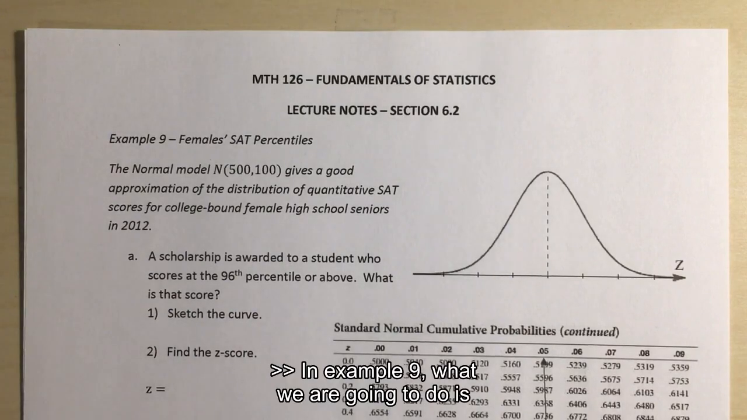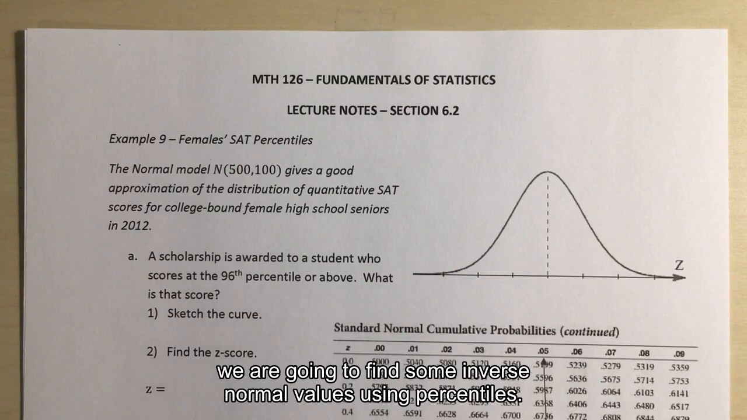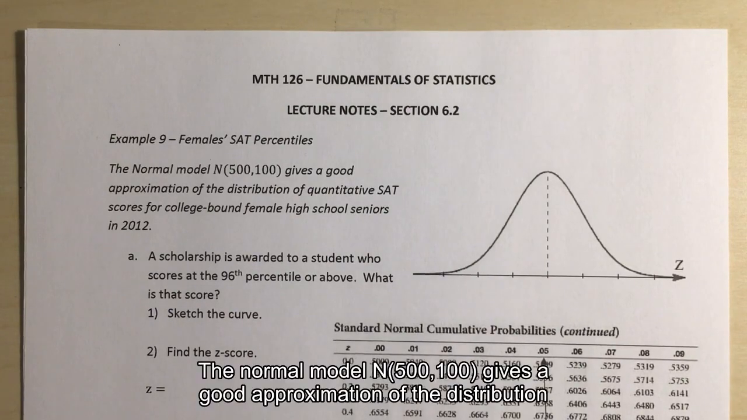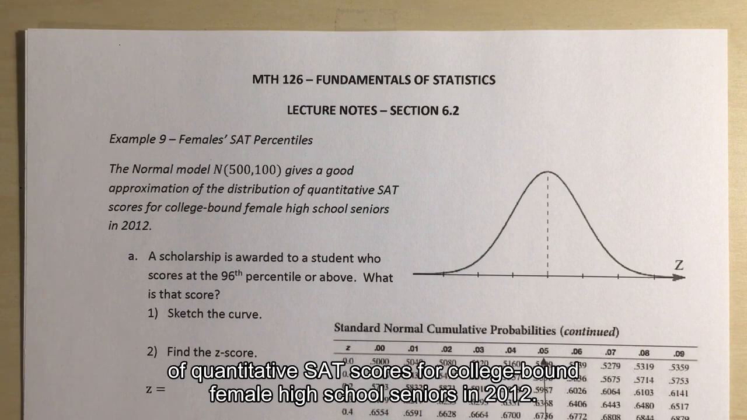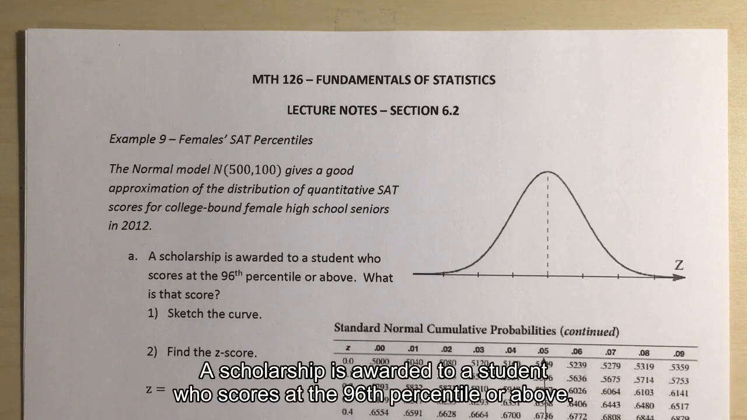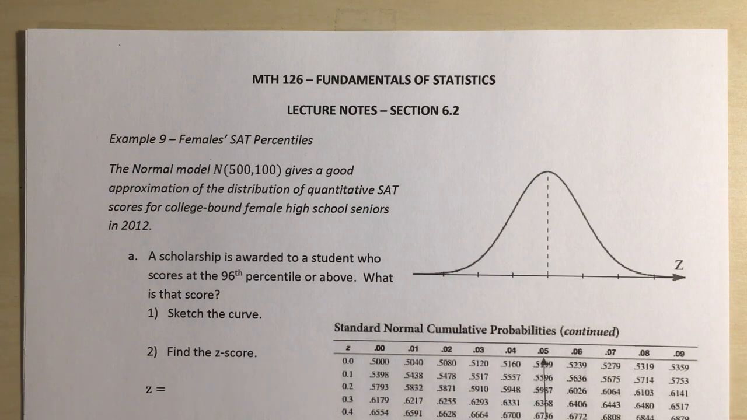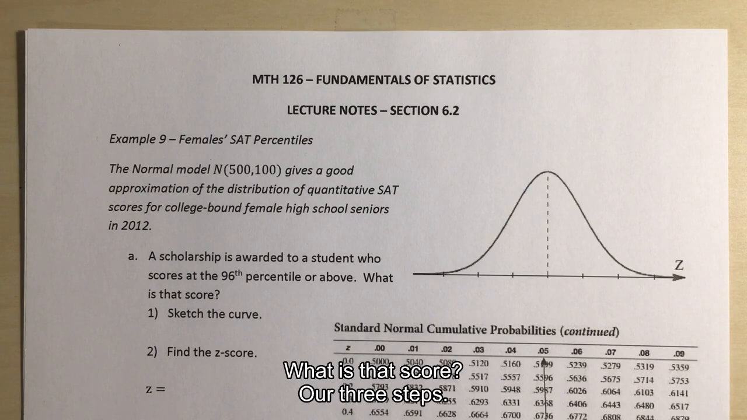All right, so in example 9, what we are going to do is find some inverse normal values using percentiles. The normal model N(500, 100) gives a good approximation of the distribution of quantitative SAT scores for college-bound female high school seniors in 2012. A scholarship is awarded to a student who scores at the 96th percentile or above. What is that score? So, our 3 steps.